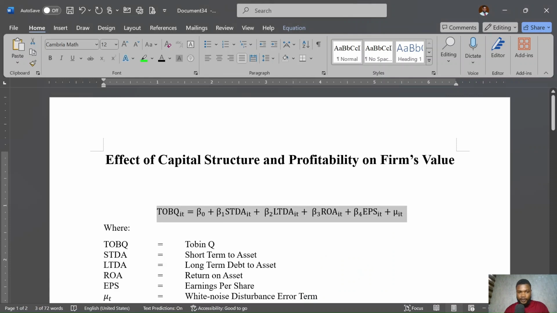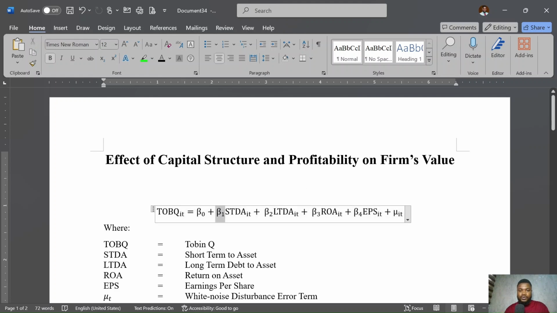Supposing we have a topic, the effects of capital structure and profitability on firm's value. We measure firm's value using Tobin's Q. We measure capital structure using the short-term debt and long-term debt. We measure profitability using return on assets and earnings per share. So this is my model, and I want to estimate this model using the regression analysis.